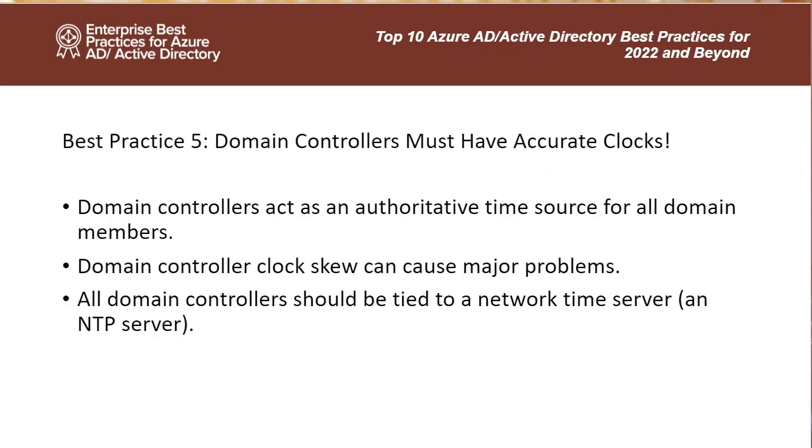So moving right along, best practice number 5: domain controllers must have accurate clocks. And this is actually a really big one, because your Active Directory will not function properly if the clocks aren't accurate. There are a couple of reasons for this. The main reason is that Active Directory uses Kerberos, and the Kerberos protocol is time sensitive. So if your clocks skew by more than plus or minus a few minutes, I think the limit is 5 minutes, I'd have to look that up, Kerberos breaks down, and that can cause all kinds of crazy things that you might not necessarily expect.